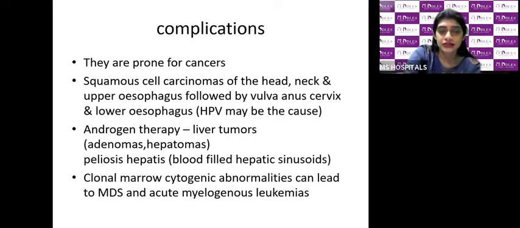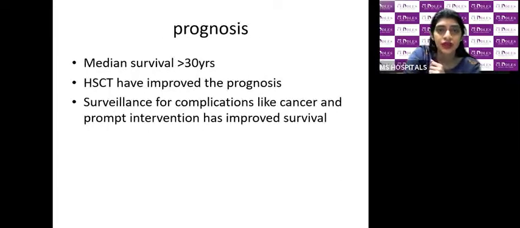Complications: they are more prone to cancers. Squamous cell carcinomas of the head, neck, and upper esophagus, followed by vulva, anus, cervix, and lower esophagus. HPV may be the cause. With androgen therapy, liver tumors, adenomas, hepatomas, peliosis hepatis, blood-filled hepatic sinusoids, all of them are complications. Clonal marrow cytogenetic abnormalities can lead to MDS and acute myelogenous leukemias.